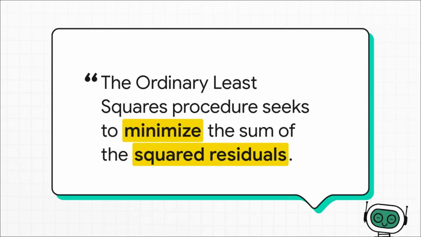The most common method for doing this is called ordinary least squares. The key word here is squares. We don't just add up the errors. We square each one first, and then we add them up. Squaring does two really important things. First, it makes all the errors positive. And second, it heavily penalizes the bigger errors. A big mistake gets counted way more than a few small ones.